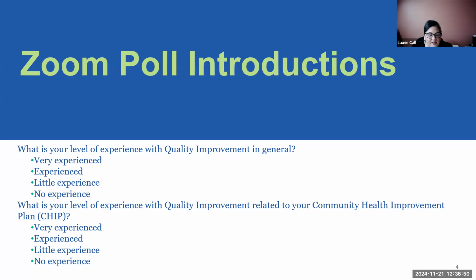And the second question is, what is your level of experience with quality improvement related to your community health improvement plan? To see that second question, you just scroll the poll down. There is a second question below that first question. We've had about 18, 20 answer and got 29 on the call. Give you another second here for this.